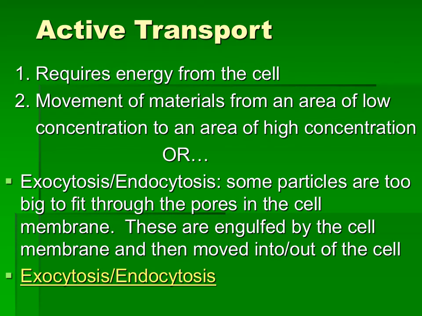So those are both types of active transport, or there's something called exocytosis and endocytosis. Some of the particles are actually too big to fit through the pores of the cell membrane, so they can't pass through. So what happens is these are engulfed by the cell membrane and then moved either into or out of the cell. And there's a really short video clip. If you click the yellow link for exocytosis/endocytosis, you can watch it.